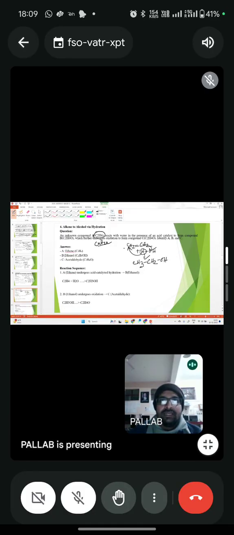So this is A, this is B. Let's check the formula: 2 C, 6 hydrogen, 1 O. So B is also correct. This further undergoes oxidation to form compound C.